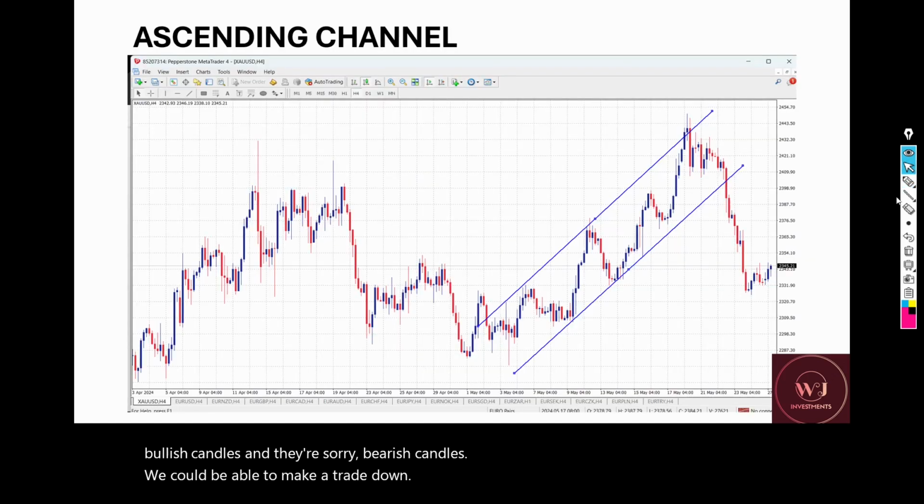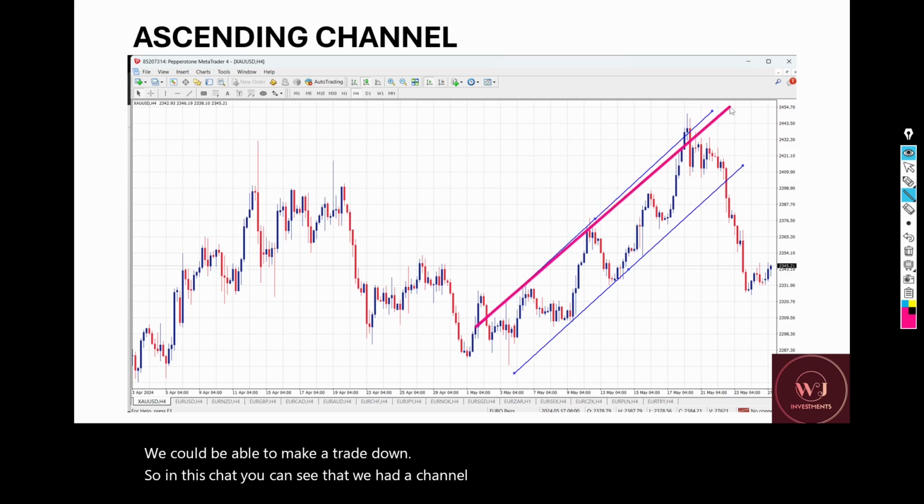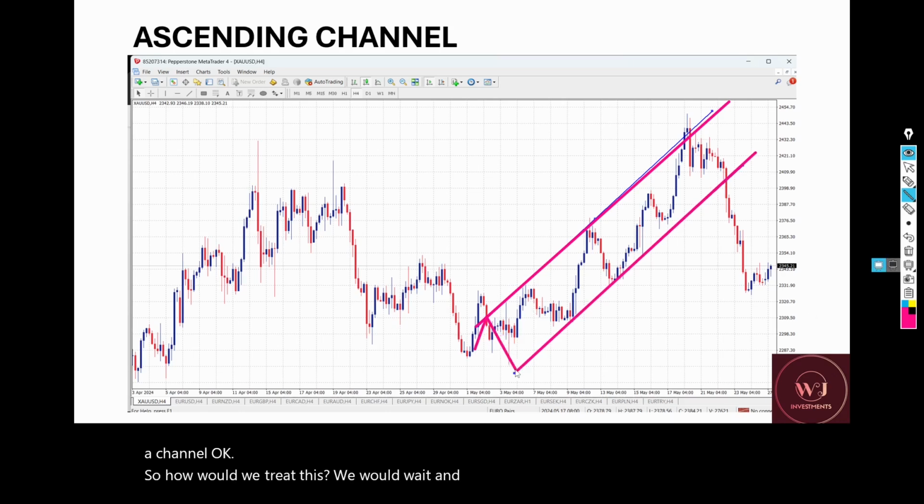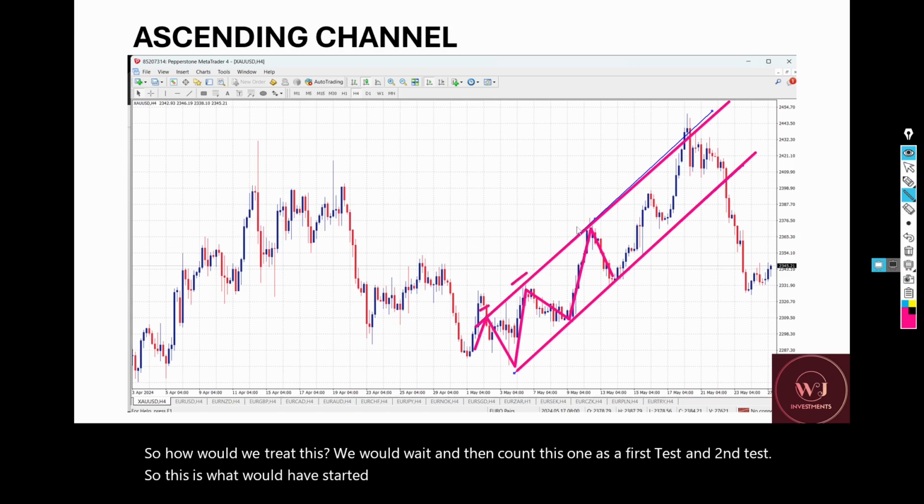So in this chart, you can see that we had a channel right here. You can see the price made a channel. So how would we trade this? We would wait and then count this one as a first test, this is a second test. This is where we would have started from. So 1, 2, and then 3. This is 1, then 2, and then this is 3.